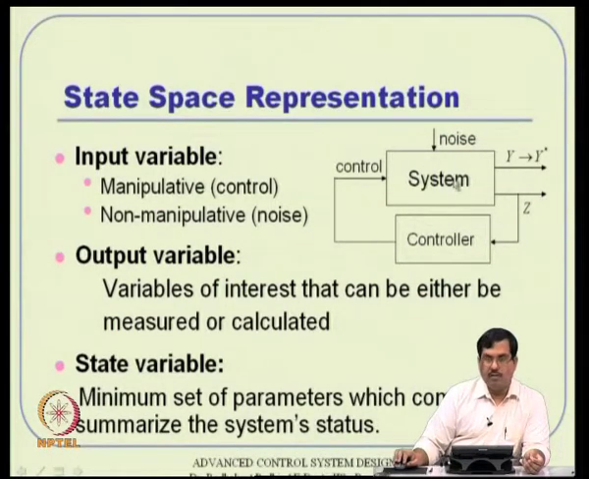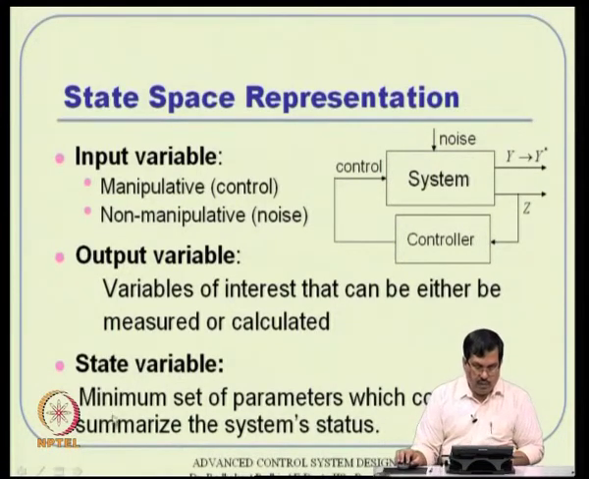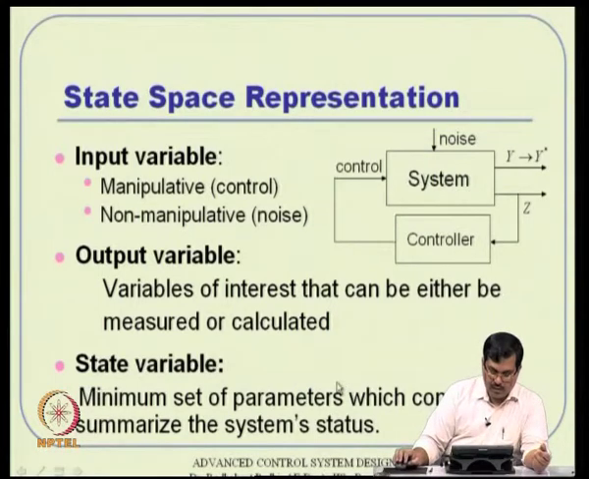But whatever dynamics goes on inside the system need not be represented fully by this set of variables. If you take the control, noise, and different outputs, there may still be something left out. That is where the state variable comes in, and that is how we define a minimum set of parameters which completely summarize the system status. That's the definition. We will see a little more detail in the next couple of slides. So, we want some minimum set of parameters using which we will be able to describe the system dynamics in a fairly complete manner.